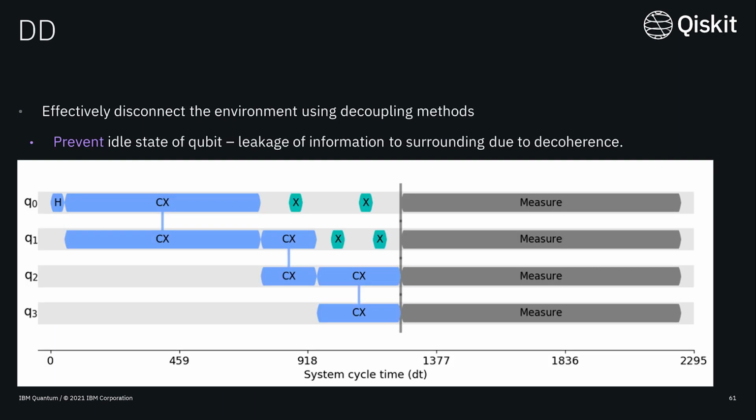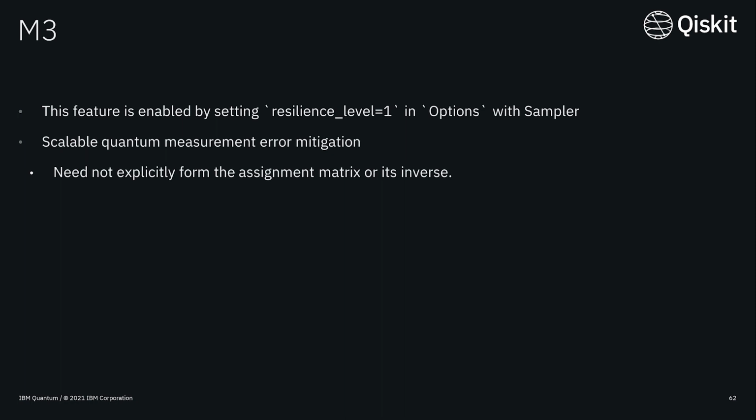If the state of a qubit is idle, leakage of information to the surroundings occurs due to decoherence. However, DD uses a decoupling method to efficiently disconnect from the environment to prevent this leakage. Next, we can use M3 from the sampler by setting resilience level 1 in the options, and this method allows error mitigation for measurement error.